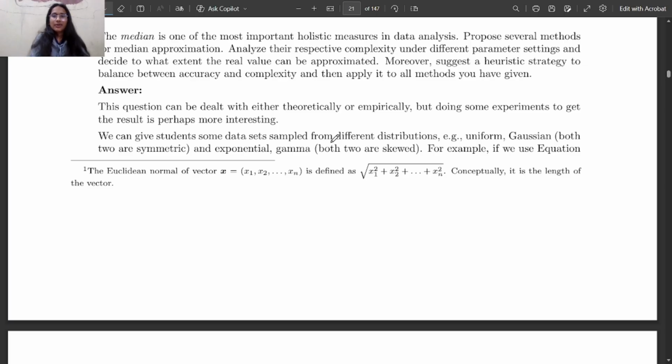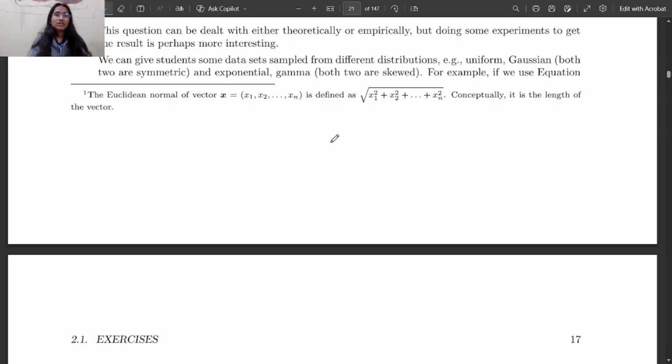this question discusses why the median is very important in statistics and asks for approximation methods when data becomes very large. So this question can be dealt with either theoretically or empirically, but doing some experiments to get the result is perhaps more interesting. Median is robust, being less sensitive to extreme values, and therefore useful for detecting central evidence scores in complaint processing.